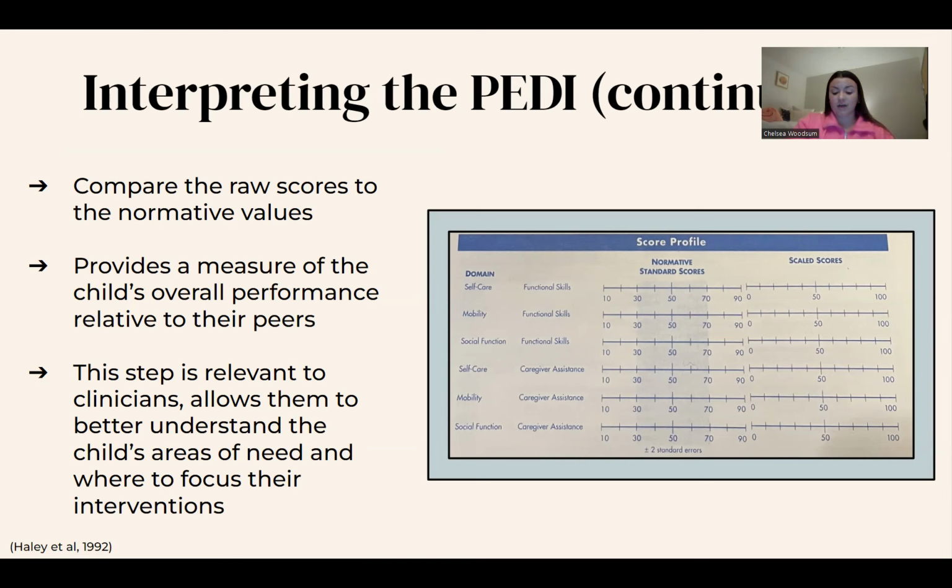And this image here is what the administrator would fill out to document the norm and the scale score, and overall show any outliers in the child's areas of need to improve. So this is like the key part of interpreting the PD, because this provides a measure of the child's overall performance relative to their peers. And this step is very relevant to clinicians, and it allows them to better understand the child's area of need and kind of where to focus their interventions based on if they are to score below the norm for their age group.